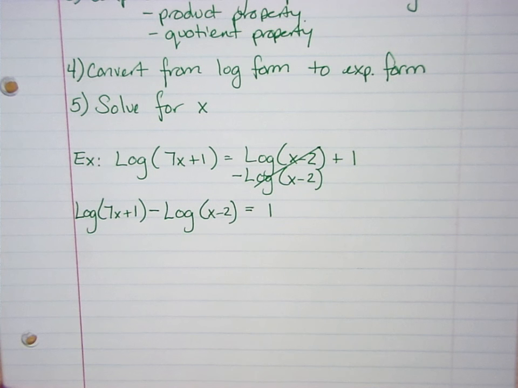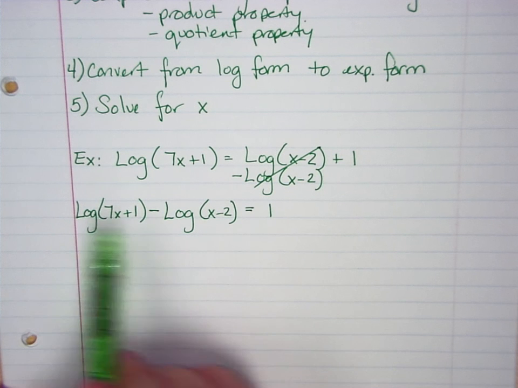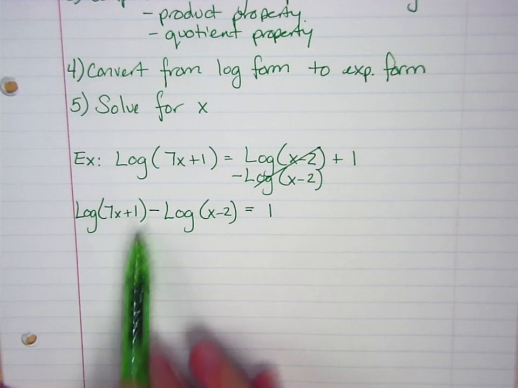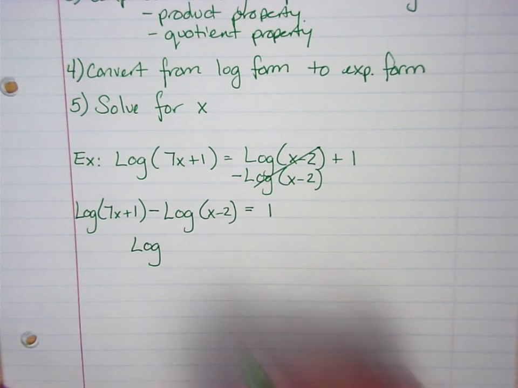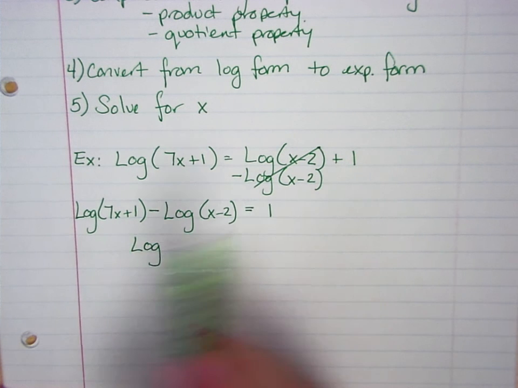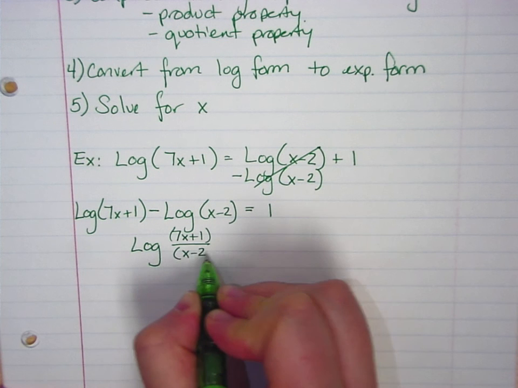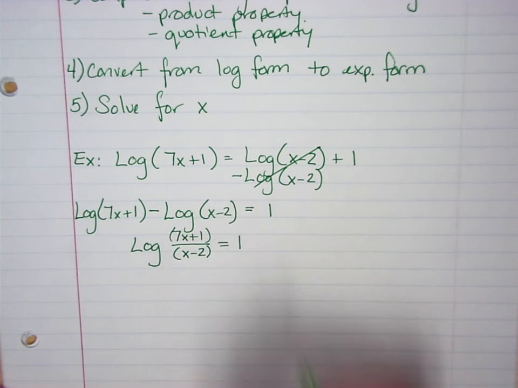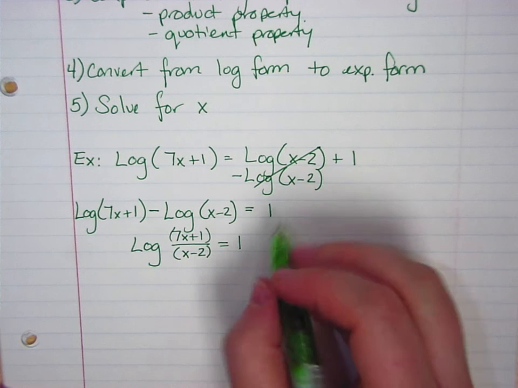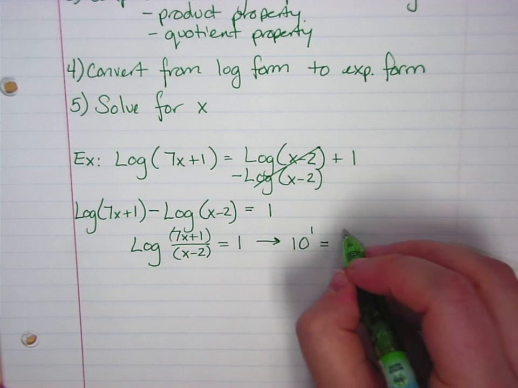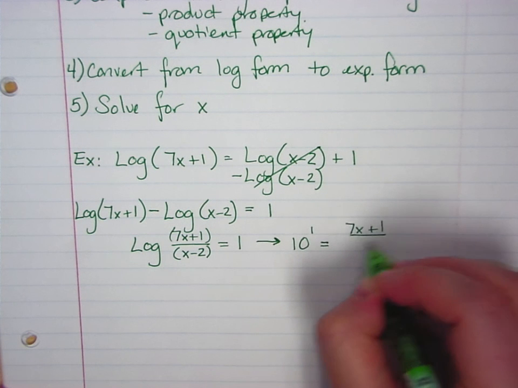Now all of my logs are on the same side of the equal sign. They're alone. I don't see any coefficients or any extra numbers. It's just logarithmic expressions here. So now I'm going to compress them into one log. The way I do that is I take one log, and my first argument of 7x plus 1 is going to go over my second argument of x minus 2. That's going to be equal to 1. Now that we've condensed this down into one log, we're going to convert it to exponential form. That's going to be 10 to the first power is equal to 7x plus 1 over x minus 2.